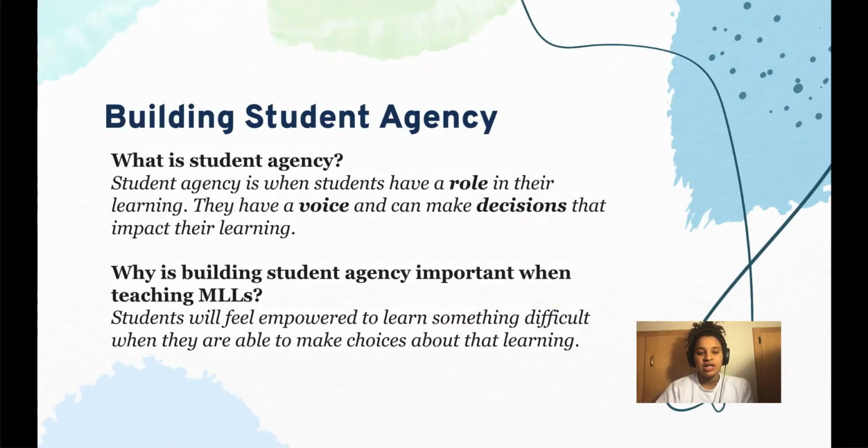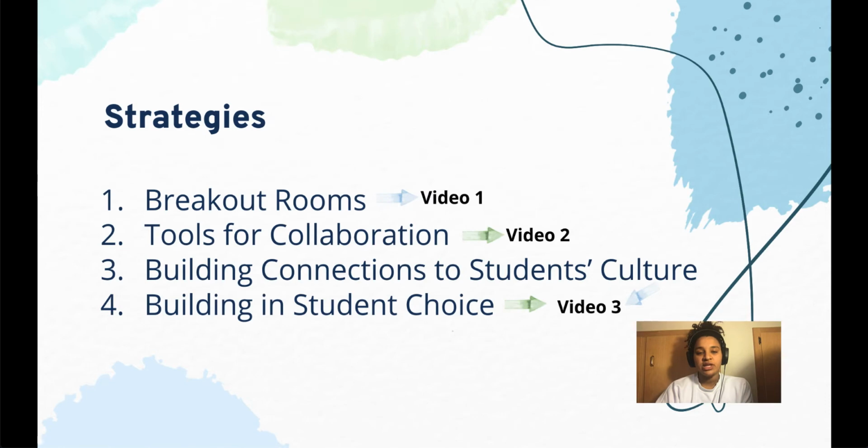Student agency is giving students the opportunity to have more autonomy in their education and the learning process. So students are able to make decisions and they feel that they have a voice in what's happening in their classroom. Student agency is really important when you are teaching ELS because they'll feel more empowered to make decisions about how they want to learn something, even as far as picking the resources and the presentation methods to demonstrate their learning. So again, the 4 strategies that I'm going to be talking about in this lesson sequence are breakout rooms, tools for collaboration, building connections to students' culture, and building in student choice.